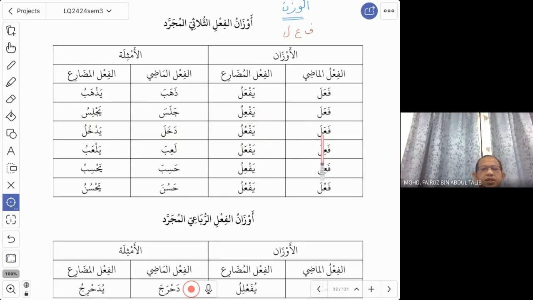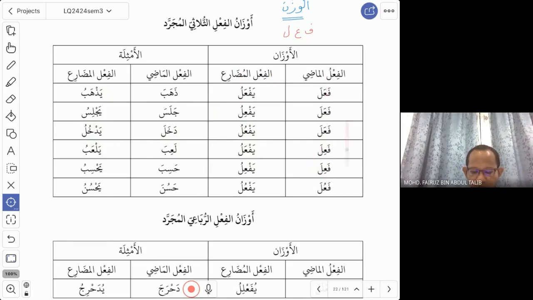And wazan number 3, fa'ala yaf'ulu. You look at the ain, now it is with a dhamma. And the example is dakhala yadkhulu. Dakhala yadkhulu, to enter. And why don't we read dakhala yadkhilu or dakhala yadkhalu? Again, in the qamus, it is only dakhala yadkhulu. So we stick with that. Alright? So even though you have this pattern, in the end, you still need to refer to the dictionary.